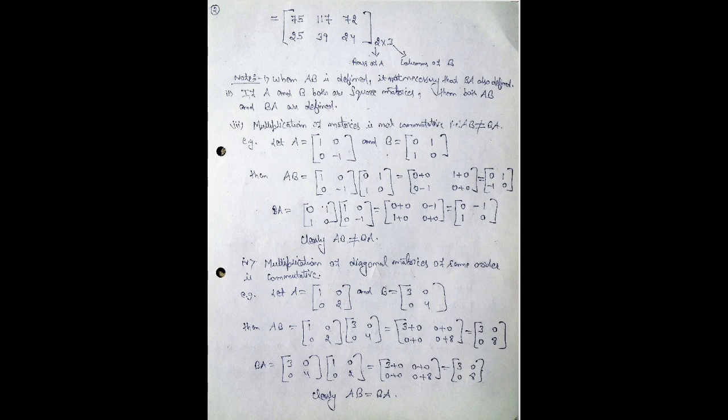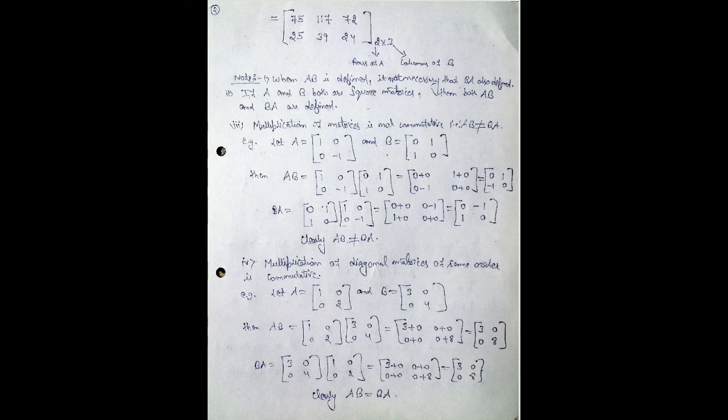Here I write some notes you should remember while dealing with multiplication of matrices. The first one is, when AB is defined, it is not necessary that BA is also defined. It means if you get a solution of AB, then it is not necessary that a solution of BA also exists. The second note is, if A and B both are square matrices, then both AB and BA are defined.